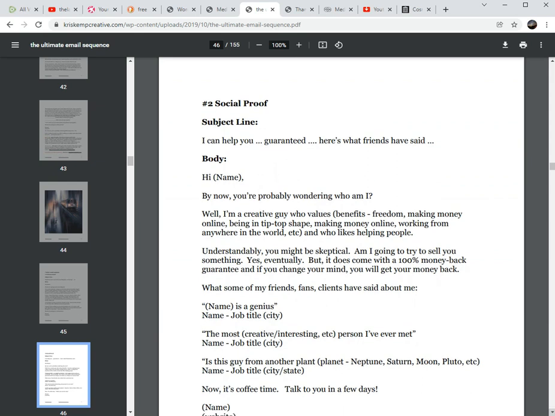So number 2 is social proof. On the subject line, you could put something like, I can help you, guaranteed, here's what friends have said, or here's what reviewers have said. And then in the body, you explain who you are again, and then you explain how they might be skeptical, and then you have some quotes from people about you to get people to trust you. So the second email is all about social proof.